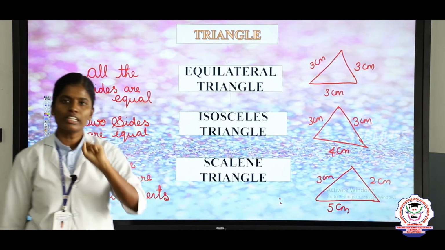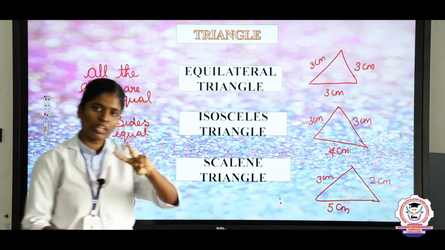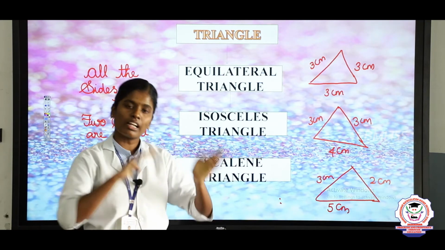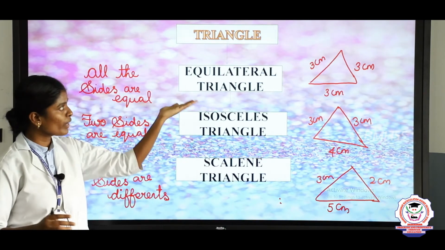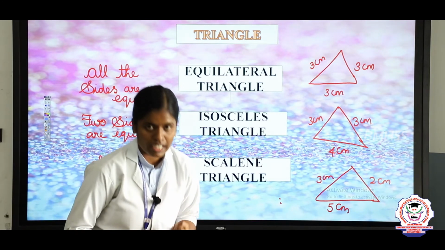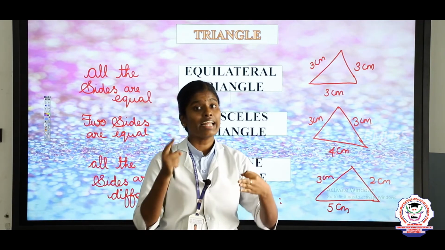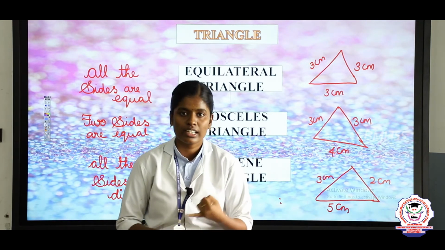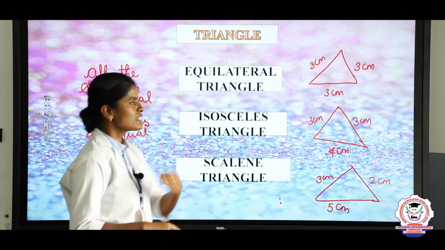So listen my children, in triangle we classified two types. One is angle based and another one is side based. So we are going to see the side based triangle. Listen here, that is equilateral triangle, isosceles triangle and scalene triangle.